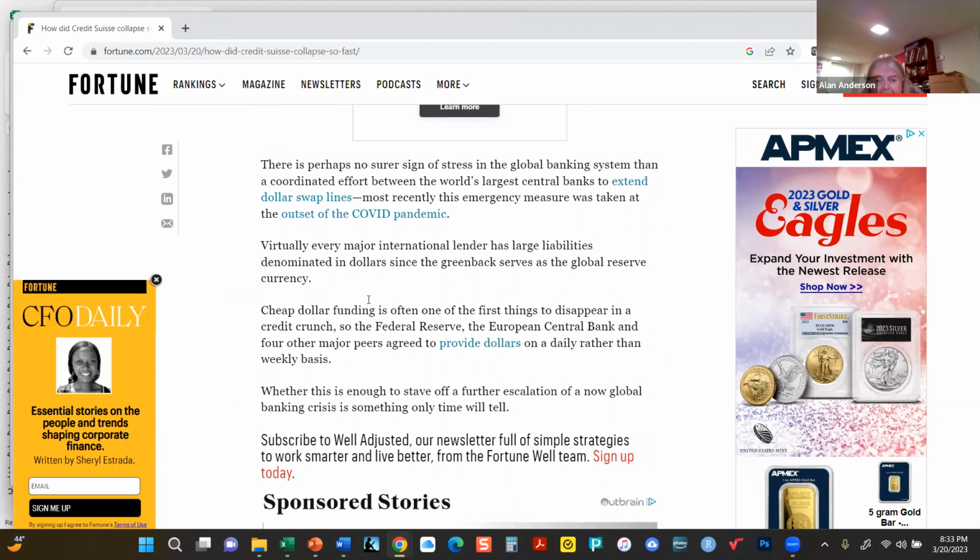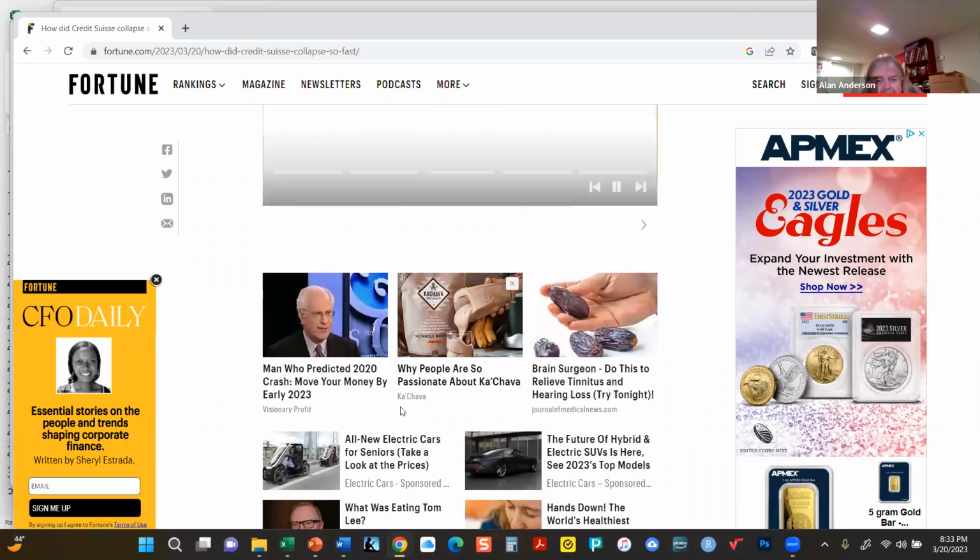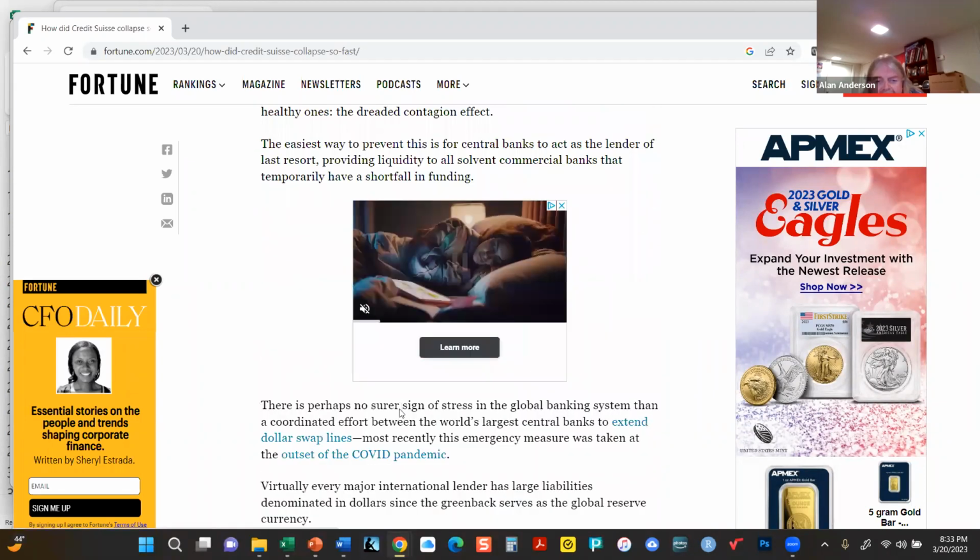But even so, it says here the Fed, the European Central Bank, and 4 other major peers agreed to provide dollars on a daily rather than a weekly basis. So they're basically going to pump up the banking systems by saying, here, if you need money, take it and pay it back when you can.